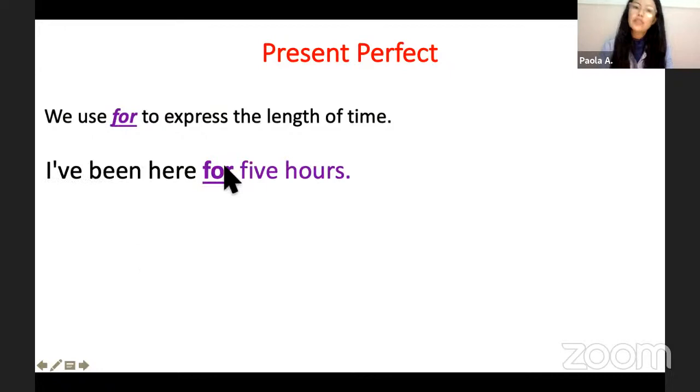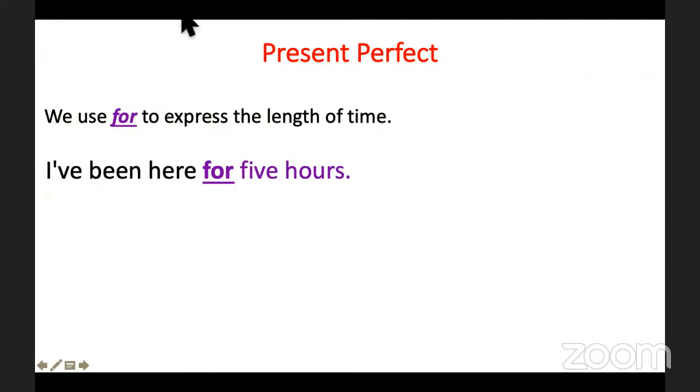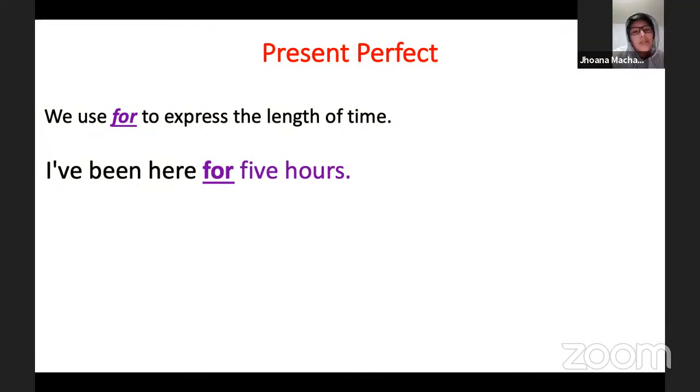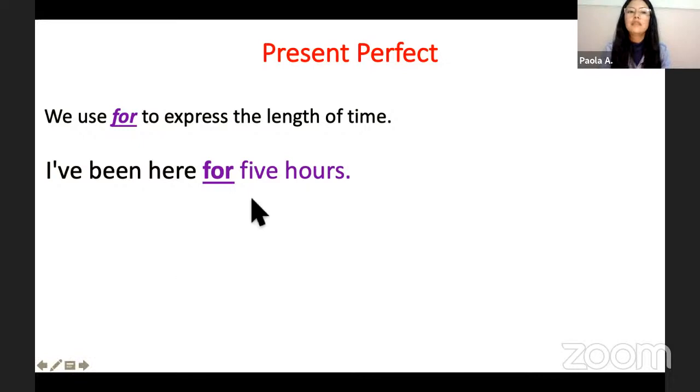So we use for to represent this length of time. It could be years, it could be weeks, it could be months. In this example, it's hours. So, Joanna, can you read this example, please? Thank you. I've been here for 5 hours. Thank you very much. Exactly, yes, hours. So what is the length of time in this example, Joanna? For 5 hours. Excellent, yes. So this is the length of time, the period of time, right? For how long? For 5 hours.